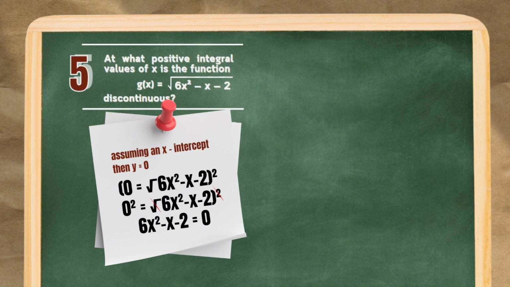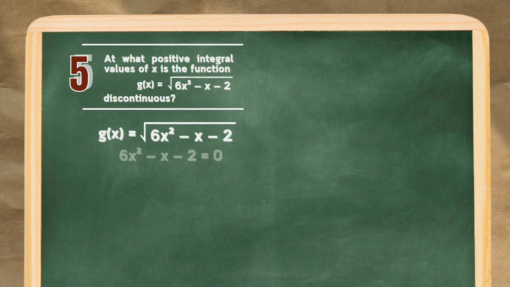So, 0 squared is equal to the square root of 6x squared minus x minus 2, squared. Then, makakancel ang radical sign and ang squared. So, 0 squared is equal to 0, so it will be 6x squared minus x minus 2 is equal to 0. Let's now expand the equation. 2x plus 1, 3x minus 2, less than 0.